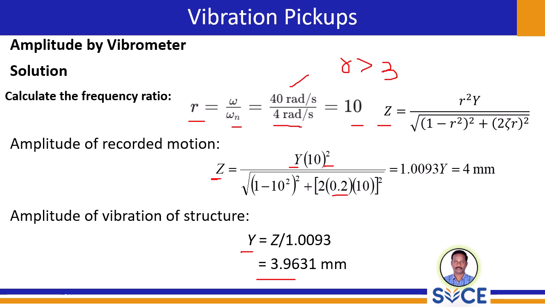This example demonstrates how we use the frequency ratio and the amplitude response formula to relate the measured relative displacement to the actual displacement of the vibrating object. Notice, since the frequency ratio is very large, r equal to 10, the value of Y is very close to Z, as expected for a vibrometer operating in its ideal range.